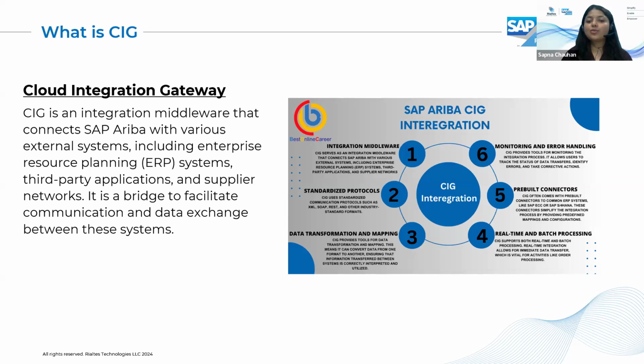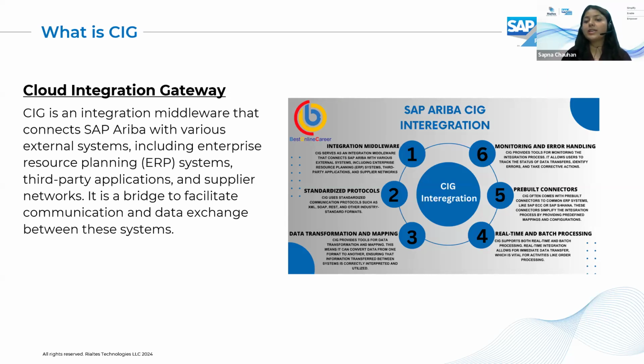Then we have data transformation and mapping. CIG provides tools for data transformation and mapping. This means it can convert data from one format to another format. This is the best and first use case of using CIG. It helps you using data mapping, so it ensures seamless transfer of information between two connections.